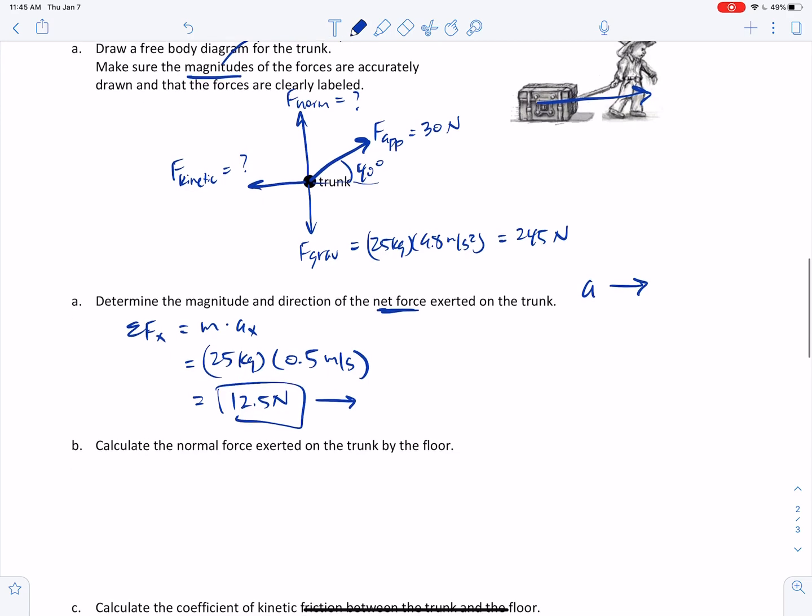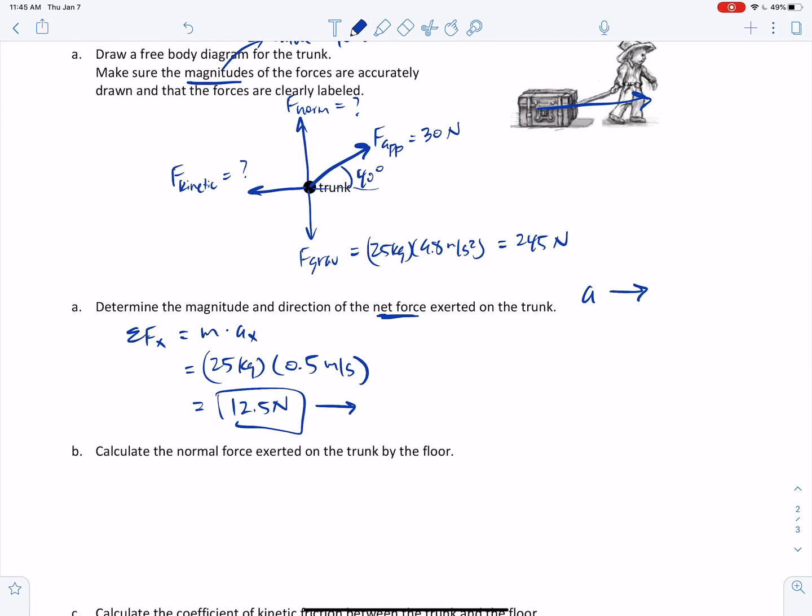All right, continuing. Calculate the normal force exerted on the trunk by the floor. The normal force is a vertical force, so what's going to be most helpful is to look at the sum of the forces in the y direction. Since the acceleration is to the right, I know that the sum of the forces in the y direction is going to be equal to 0. In other words, the trunk is not accelerating up or down. It's only accelerating horizontally. So I can write an expression for the sum of the forces in the y equal to 0 like this.